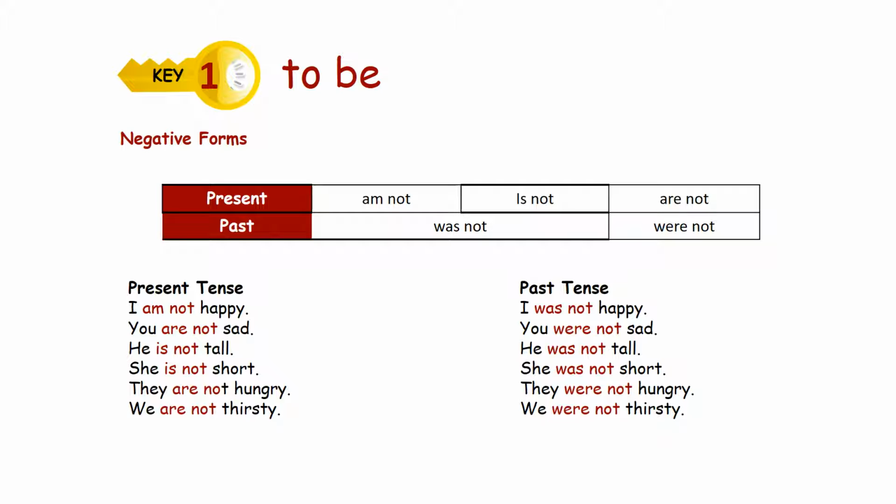Was he tall? No, he was not tall. Right. And was she short? No, she was not short. Were they hungry? No, they were not hungry. Were we thirsty? No, we were not thirsty. Great.